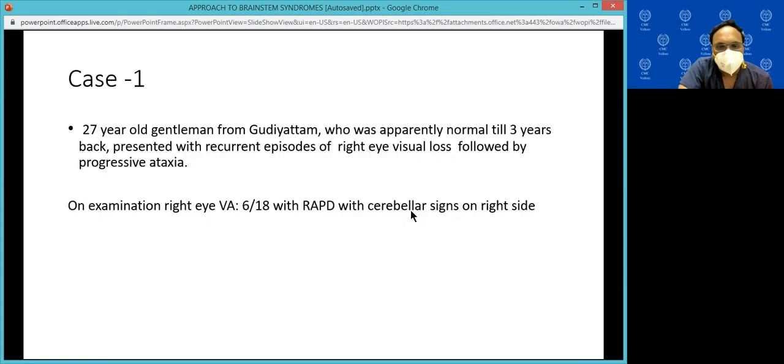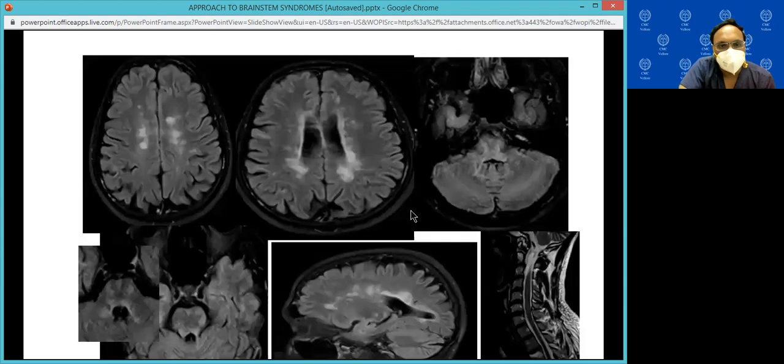So initially, because he is young and with recurrent episodes, we thought of a demyelinating lesion, and we went with the MRI. In the MRI, there is a classical picture of FLAIR T2 hyperintensities in the periventricular region and in the brainstem, and the right MCP is also involved. We did spine imaging, where we found short segment lesions. So it turned out to be multiple sclerosis.